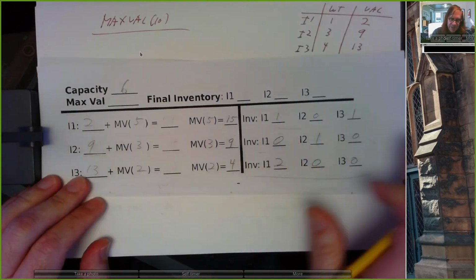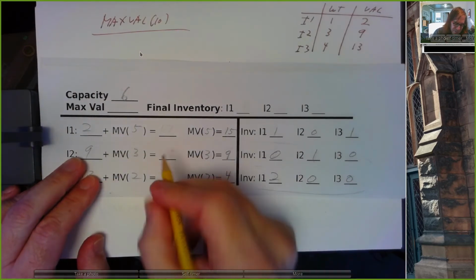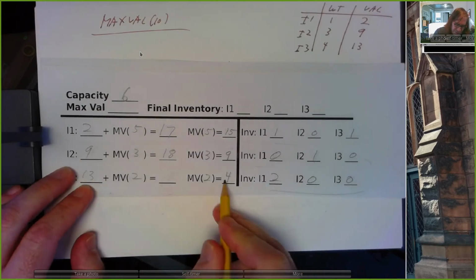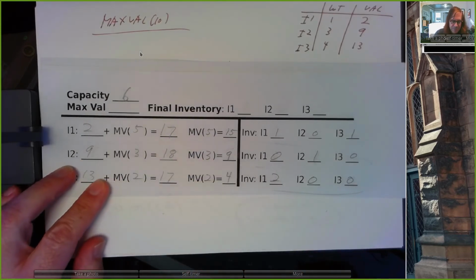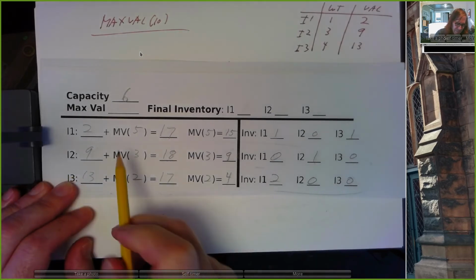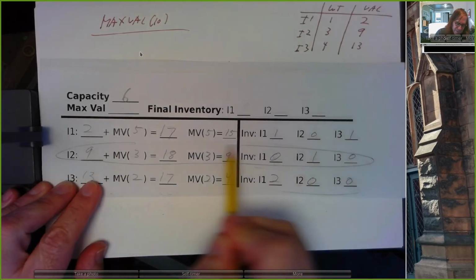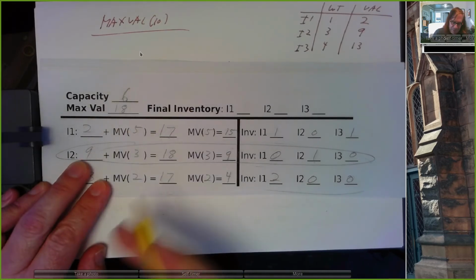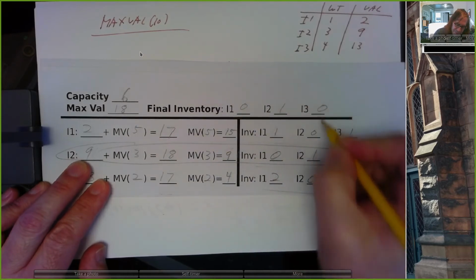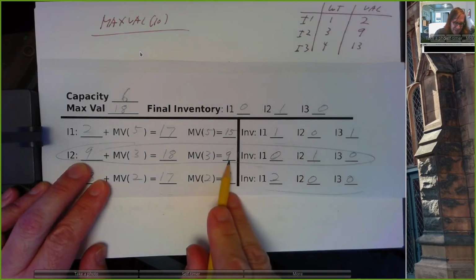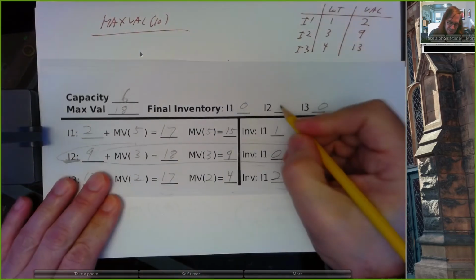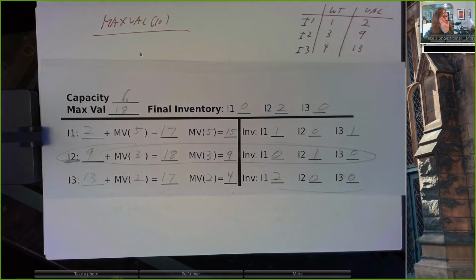All right, so let's calculate our three possibilities. 2 plus 15 is 17. 9 plus 9 is 18. 13 plus 4 is 17. And so this is our best maximum value, 18. So that's going to be the max val. And the way we get that value is to take the inventory that gave us max val of 3 and bump up the count of item 2. So we change this to a 2.